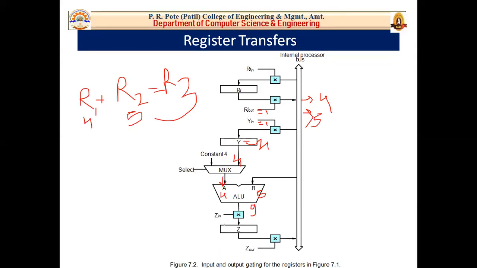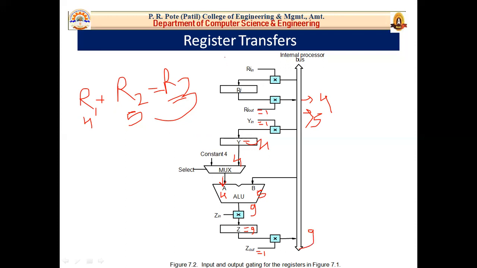Now this result is stored in temporary register Z, that is 9. Now we have to transfer this result to register R3. This Z is a temporary register, but we have to store our result on a permanent basis. So we have to transfer this output to register R3. For that, what do we have to do? Again, we have to set the Z out signal to 1. And when the Z out signal is set to 1, the 9 will be loaded onto the processor bus.